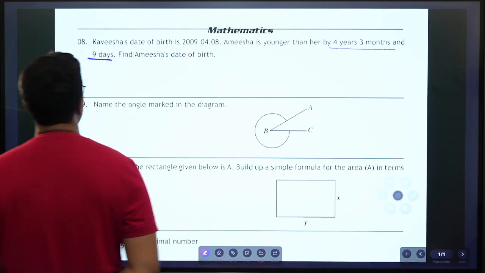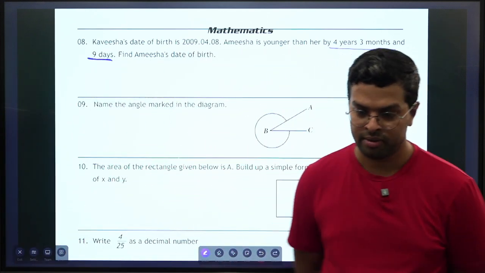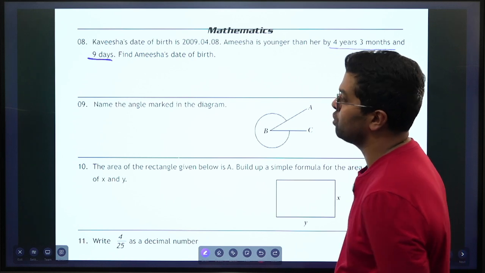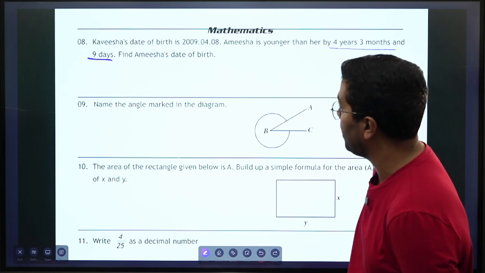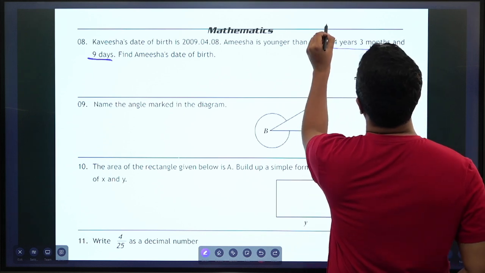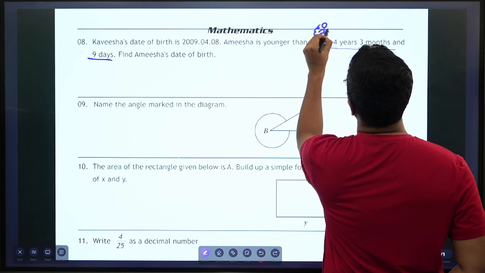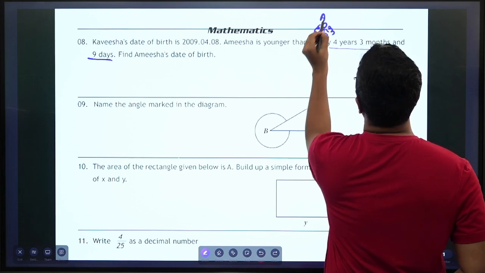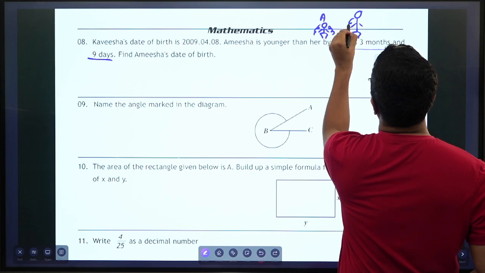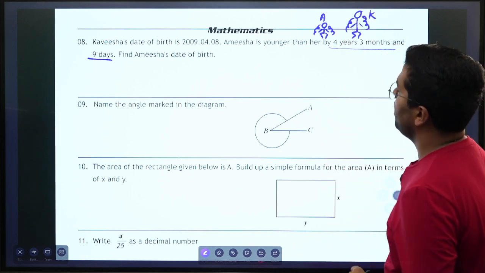Now who is the older one? Is it Kavisha or Amisha? Amisha is younger, Kavisha is older. Kavisha's date of birth is the 8th of April 2009, so Amisha is younger than her. So this is Amisha and this is Kavisha. The elder one is Kavisha.